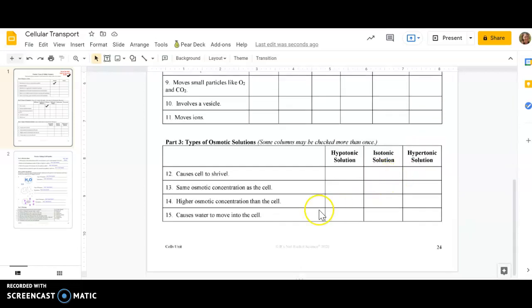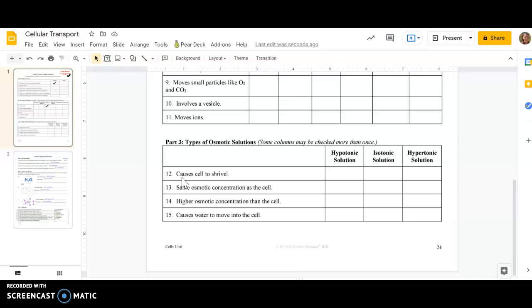All right, the last one, you are given a situation and you have to identify what kind of solution would have caused that situation. So let's do the first one together. Something causes a cell to shrivel. If you think of a cell as a water balloon and it's full of water, what would be the only thing that would make a water balloon shrivel? Well, if it got a hole, right, and the water leaked out, that's exactly what's going to cause our cells to shrivel as well, if water is leaving the cell.